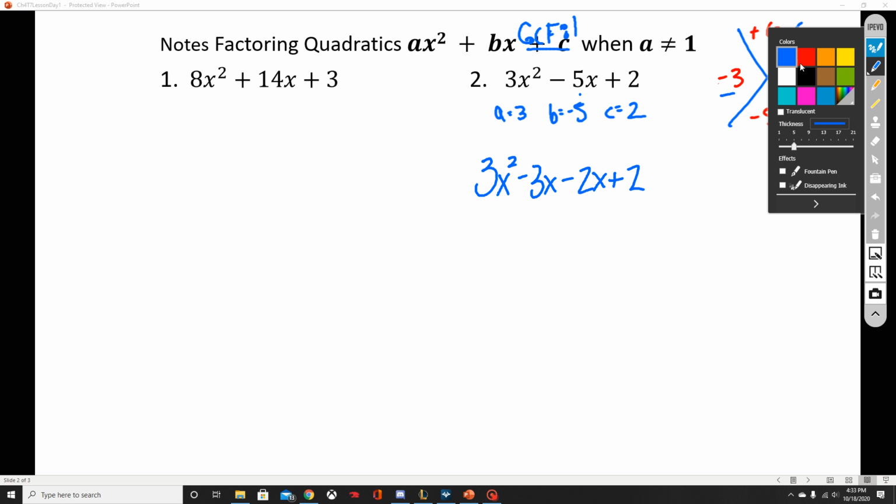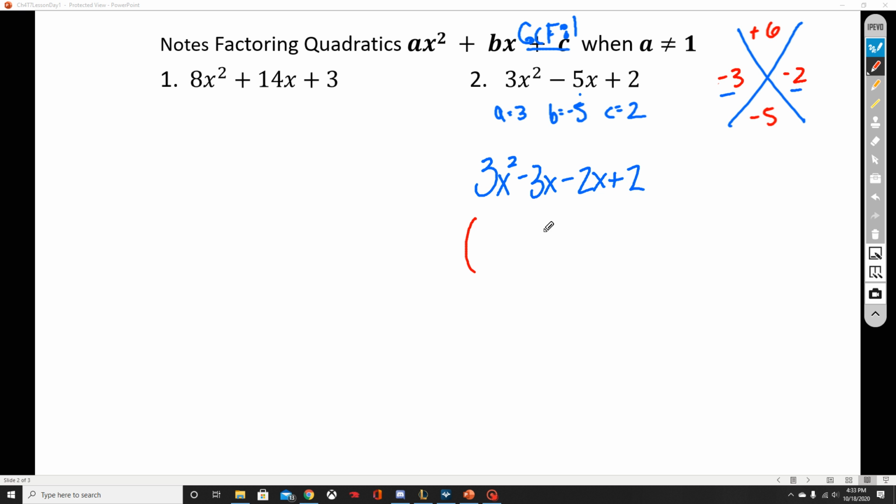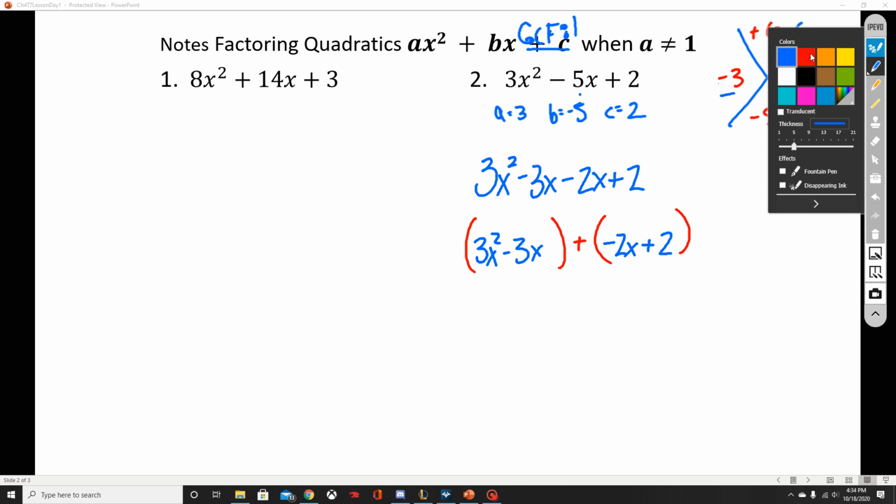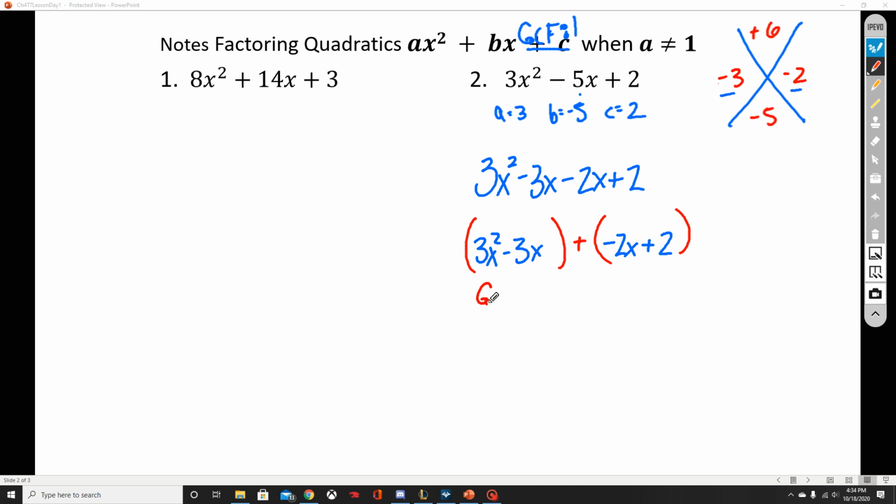Alright, factor by grouping. I'm going to put the first two terms together, plus I'll put the second two terms together. So the first two terms are 3x squared minus 3x. And the second two terms are -2x plus 2. Alright, I'm going to factor the GCF out of each of these groups.